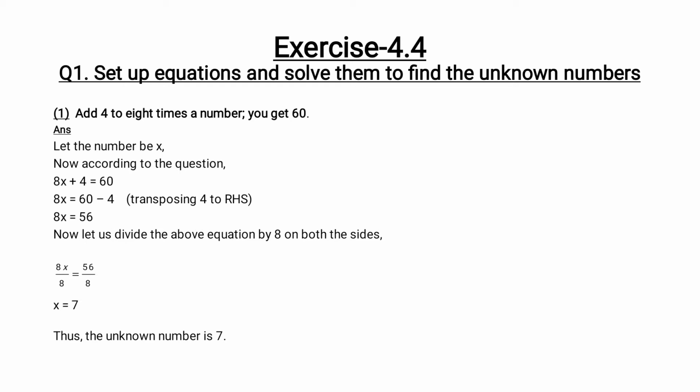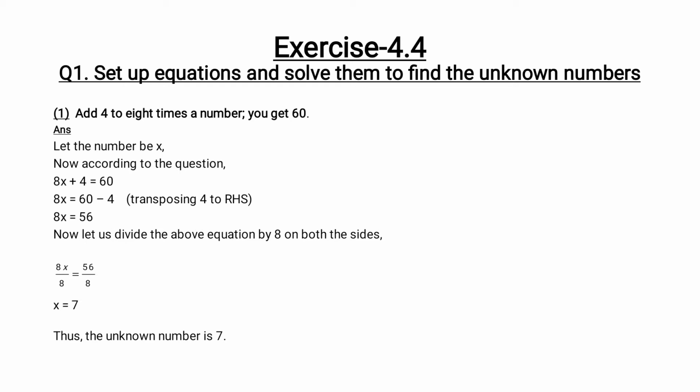Number 1. Add 4 to 8 times a number, you get 60. Well, here let the unknown number be x. Now if we go by the question, 8x plus 4 is equal to 60. Therefore 8x is equal to 60 minus 4. Here we transposed 4 to the right hand side and thus its sign changed to minus. Thus 8x is equal to 56.